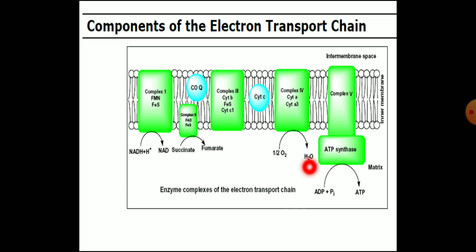So whenever you are asked to write about the components or any reactions, you have to draw the diagram neatly and mark all the complexes with their components, and also mobile carriers like coenzyme Q and cytochrome C, which you can put in another color, and the other complexes in one color. And you have to show the reducing equivalents which are transferred to the complexes from various sources like this. Okay.